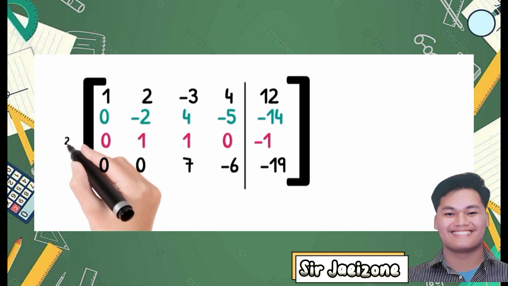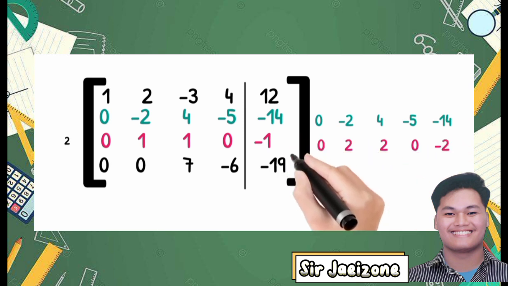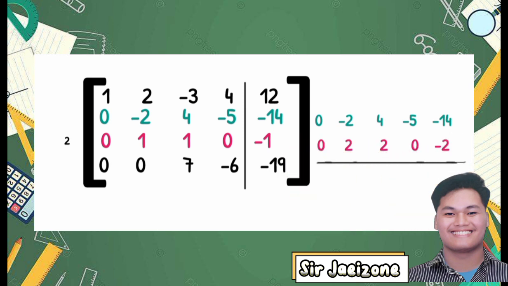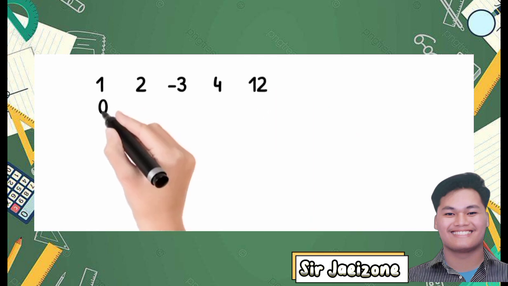Now we will make the 1 in the row 3 0. To do so, multiply the third row by 2 and add the product of row 3 to row 2, and the sum of the two rows will be the new row 3. We have a new matrix with a new row 3.